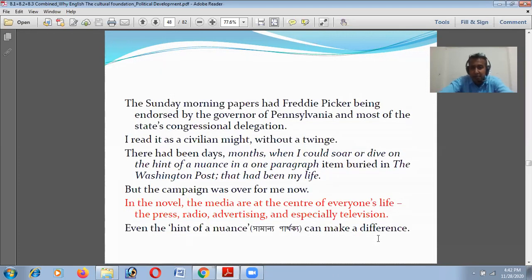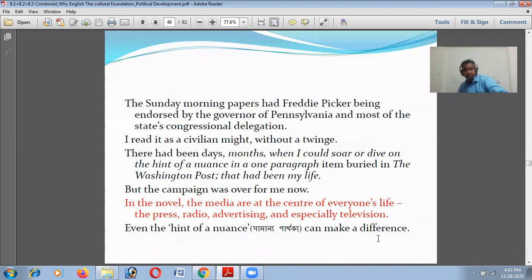The Sunday morning papers had Freddie Pickers being endorsed by the governor of Pennsylvania and most of the states of the congressional delegation. I read it as a civilian might, without a twinge. There had been days, months when I could soar or dive on the hint of a nuance in one paragraph item buried in the Washington Post that had been in my life. But the campaign was over for me now.